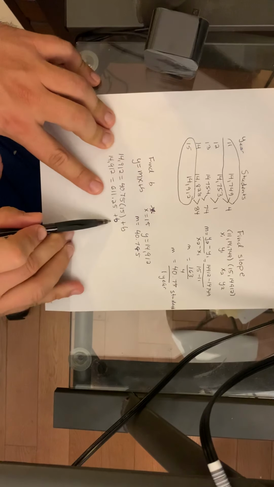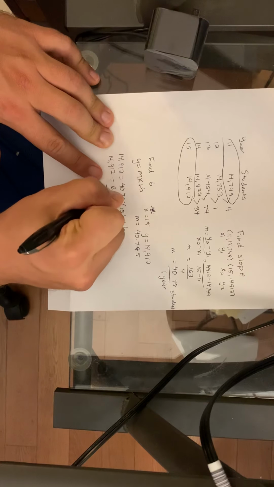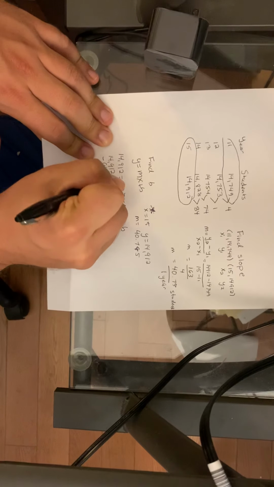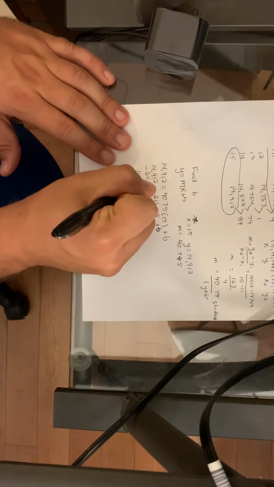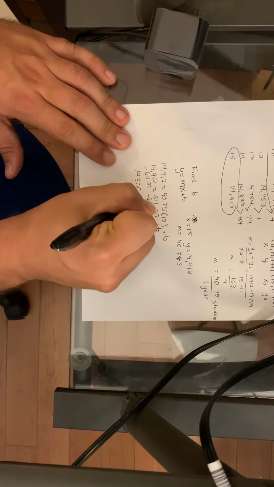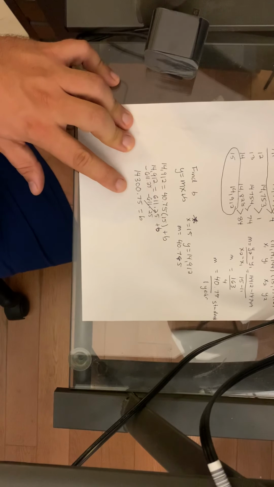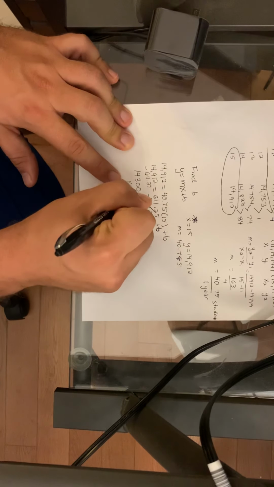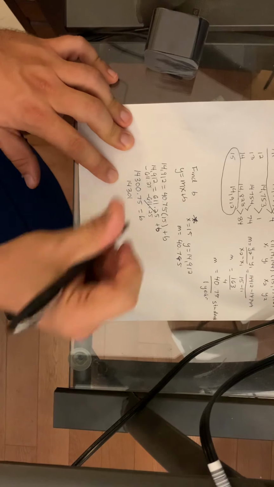14,912. And now I want to get B by itself, so I subtract 611.25 from both sides. And when I do that, I get 14,300.75 equals B. So I'm going to round that up to 14,301, just because we can't have 0.75 of a person.